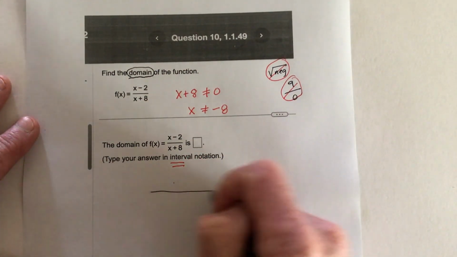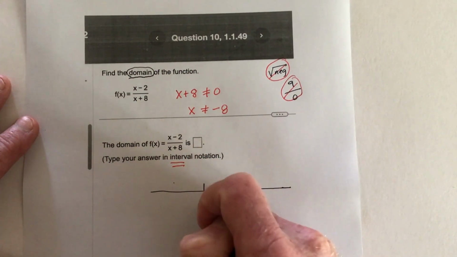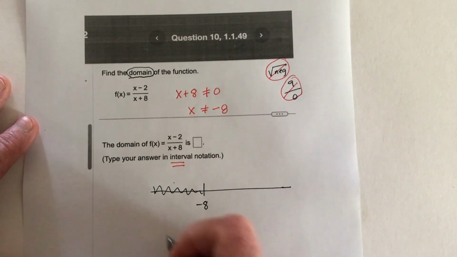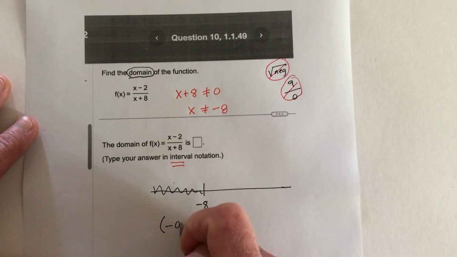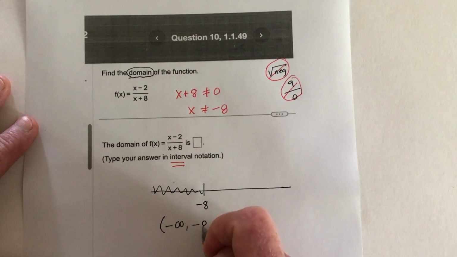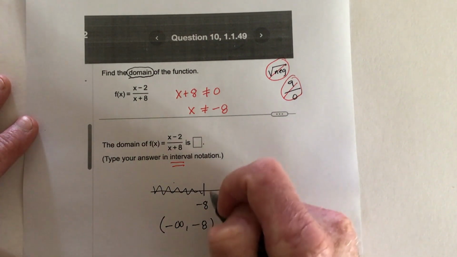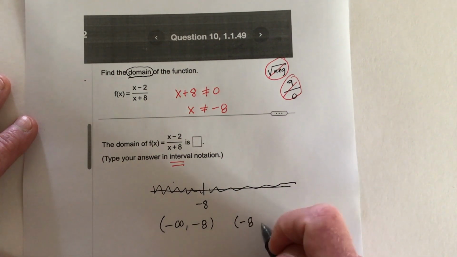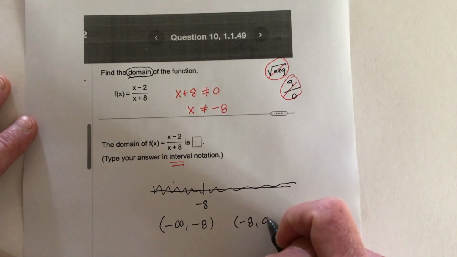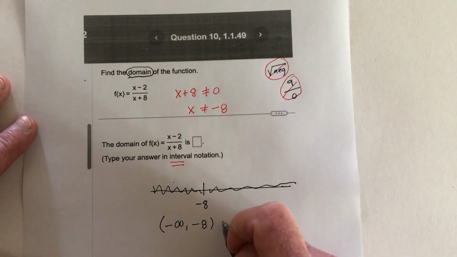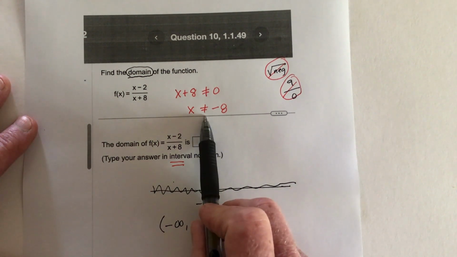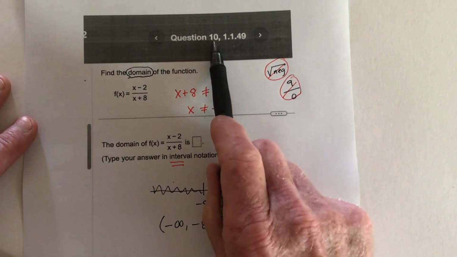So that means that if you look at the number line, right here is -8. Everything to the left of it is fine. So that would go from -infinity to -8. Everything on the right side is fine. So that goes from -8 to +infinity. And then you just put a union and make sure you have the round parentheses, which is saying we cannot actually equal -8. So that is number 10.